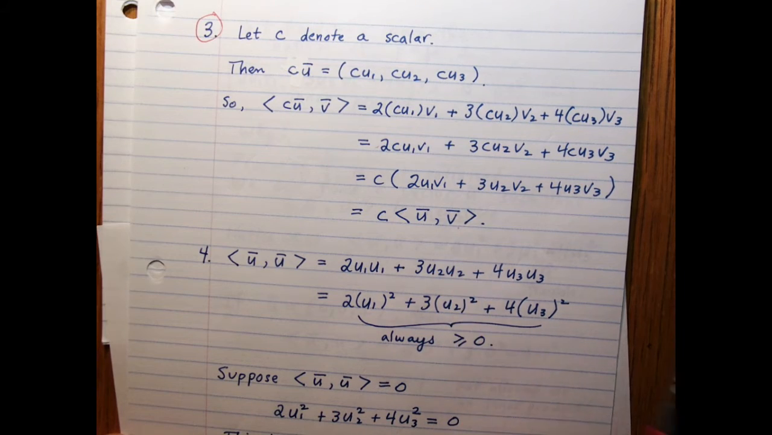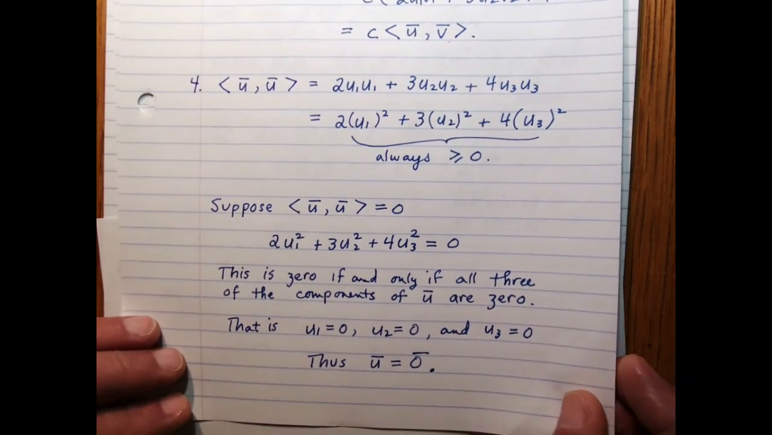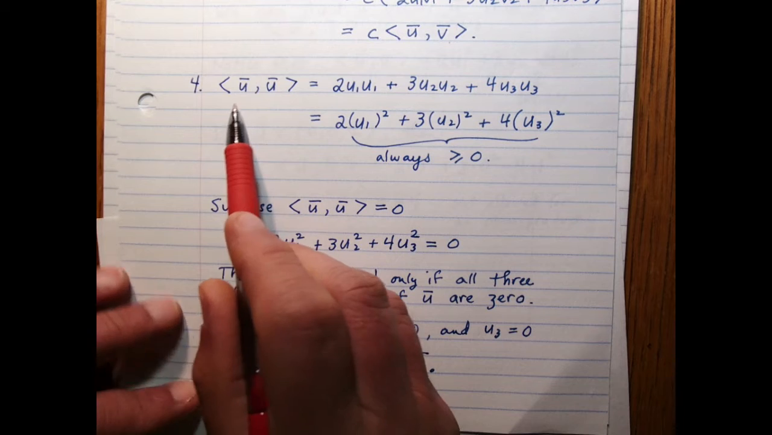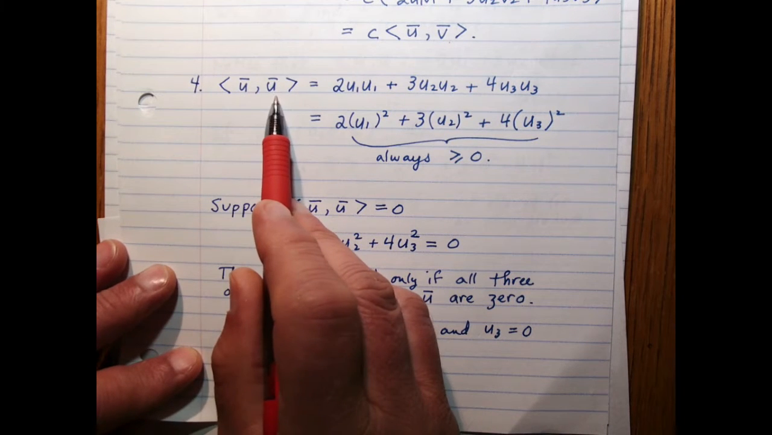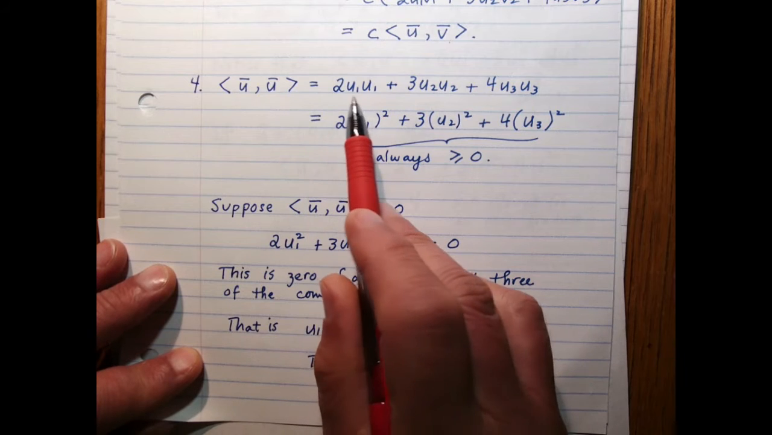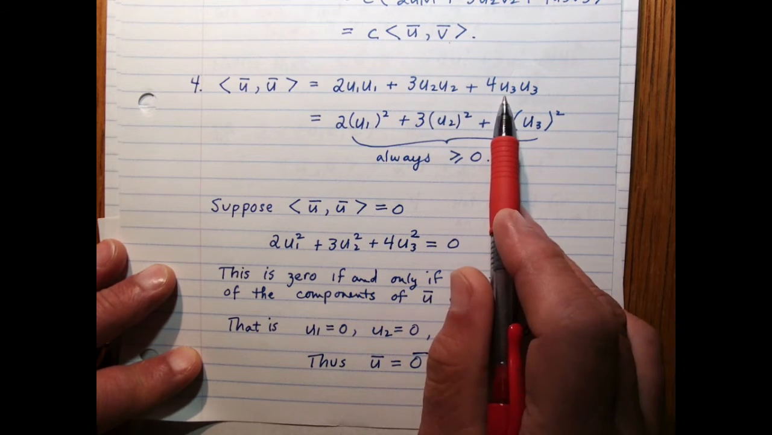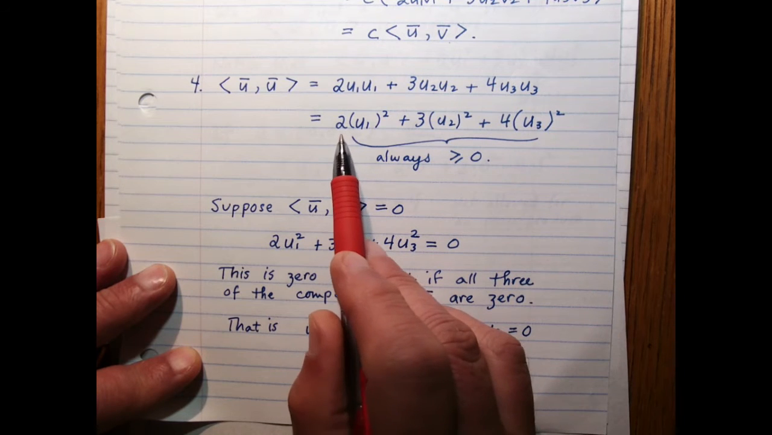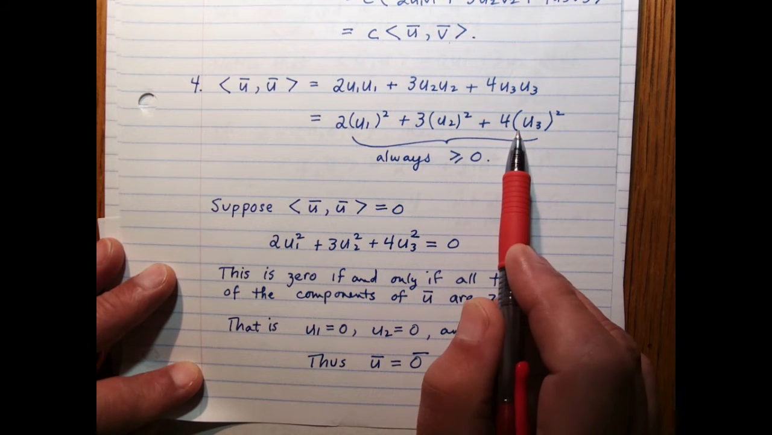So property 3 is verified here. Property 4 is usually a little bit more subtle, and property 4 has two parts to it. The first part is if we take the inner product of a vector with itself. So according to this rule, I get 2u1u1 plus 3u2u2 plus 4u3u3. Of course, I can write that as 2u1 squared plus 3u2 squared plus 4u3 squared, right?